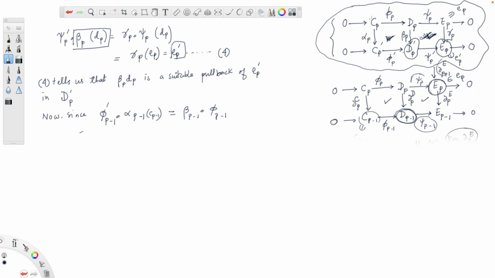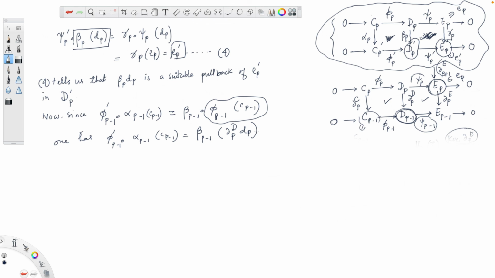In C_{p-1}, the index is p minus 1. So C_{p-1} has phi prime_{p-1} composed with alpha_{p-1} acting on C_{p-1} equal to beta_{p-1}. And what is phi_{p-1} acting on C_{p-1}? That's just del_p d_p.